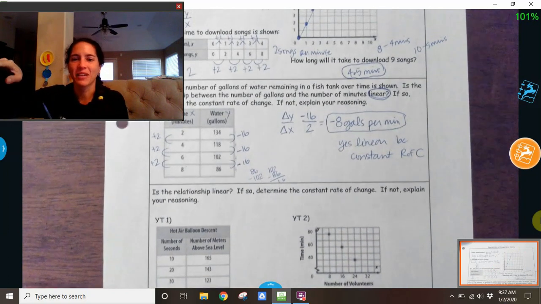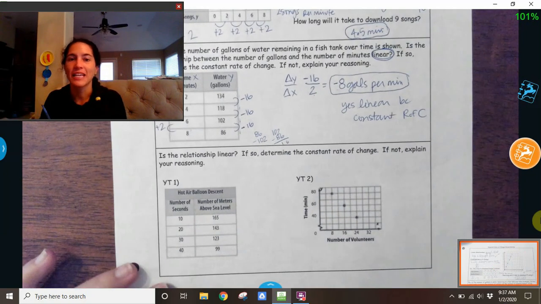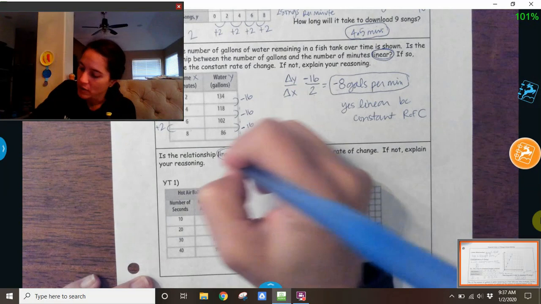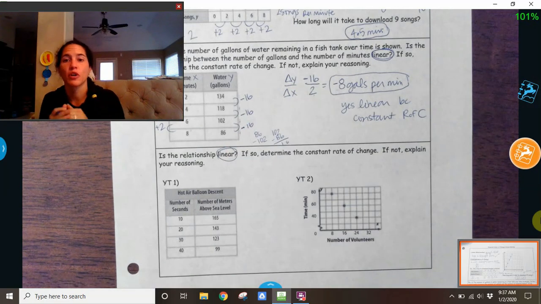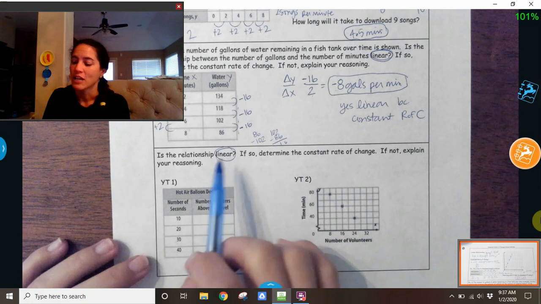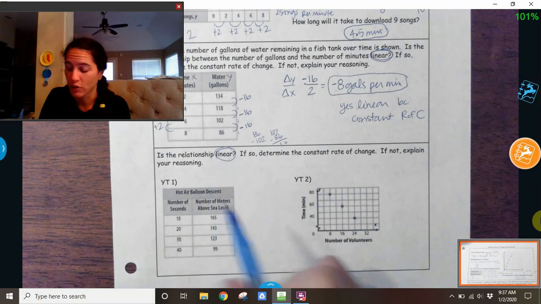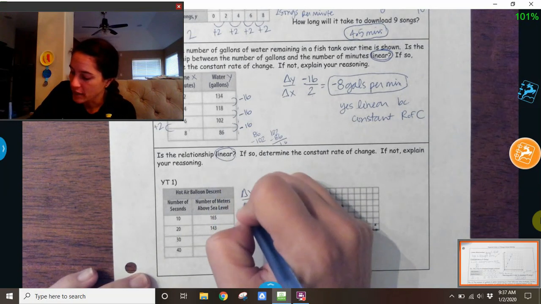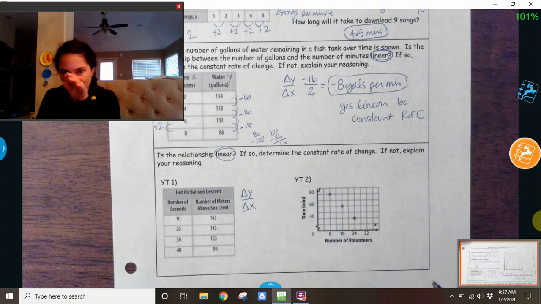All right, so here we go. Another example at the bottom. Is the relationship linear? Start with the word linear. If so, determine the constant rate of change. If not, explain. So we have 2 more examples. Again, to find out if a relationship is linear, you have to find the rate of change, and is it constant?